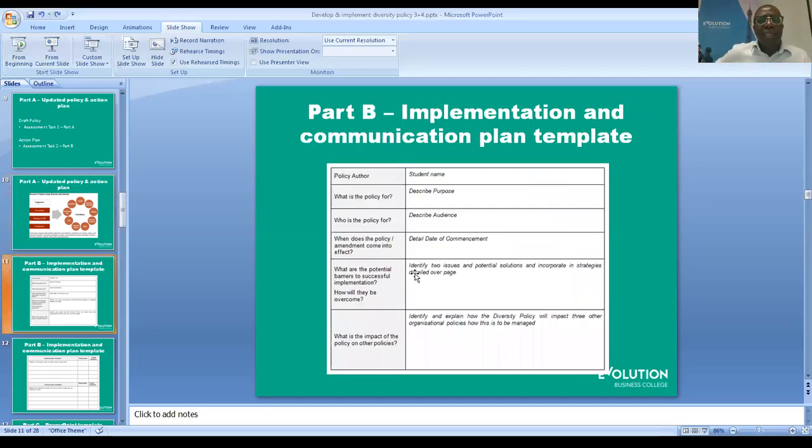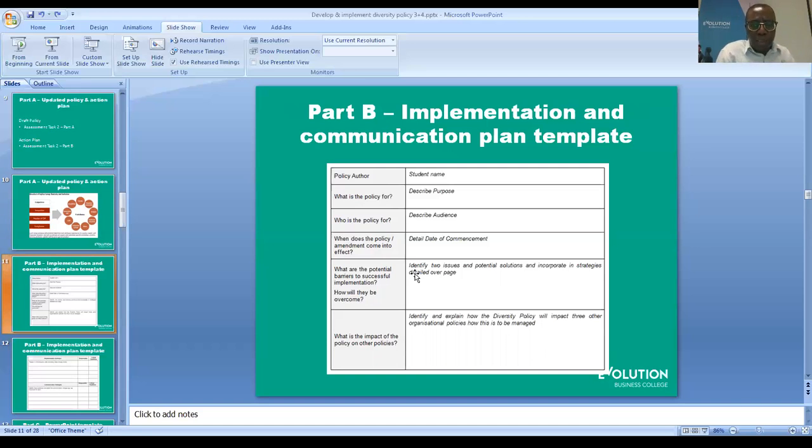Now, on the implementation, this is the template that you need for implementation and communication plan. So obviously, you're going to have to put you're the author, and what is the policy for? What that means, what you want to achieve, which already we have written in assessment 2. We have the purpose of your policy, and the purpose is really to increase innovation, or maybe to increase understanding, or to increase our market share, or to educate our people. And there could be different purposes that you would have chosen for your own policy.